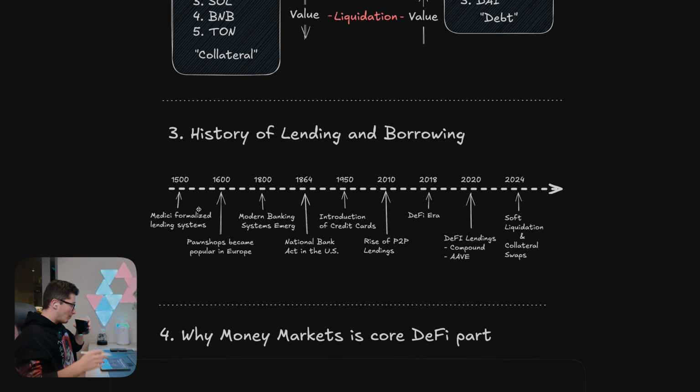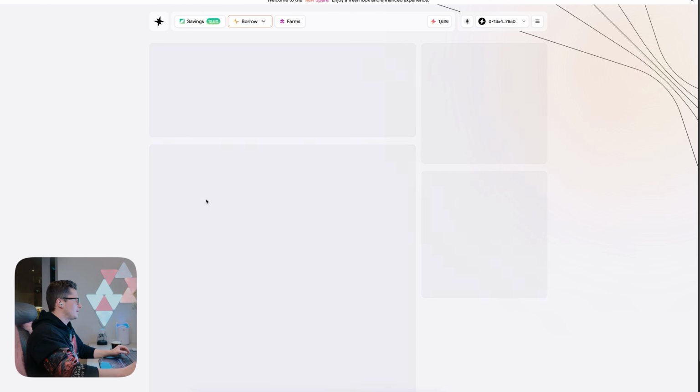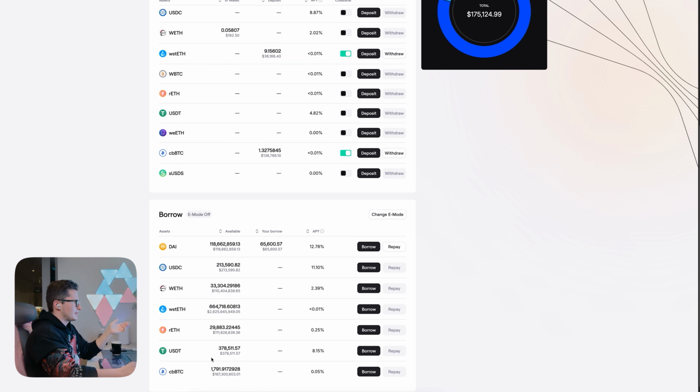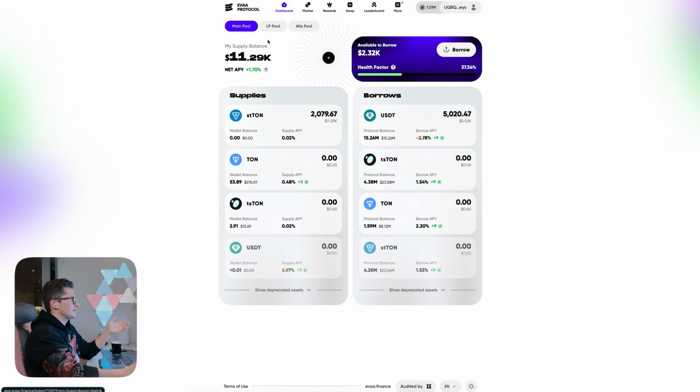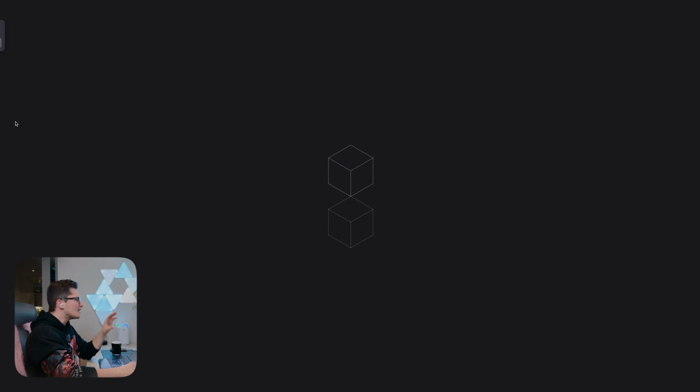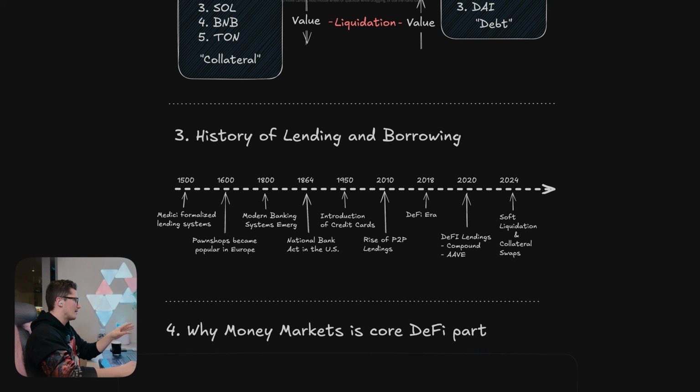So I would love to show you the example first. The lending protocol looks like this. You can deposit some money, some assets, and you can borrow some assets. This is actually it. And it looks the same on different blockchains. That's a lending protocol on TON. You can supply some assets and you can borrow some assets. That's a lending protocol on Tezos, the same, supply and borrow. And yes, there are more complicated tools. I will show you them later.